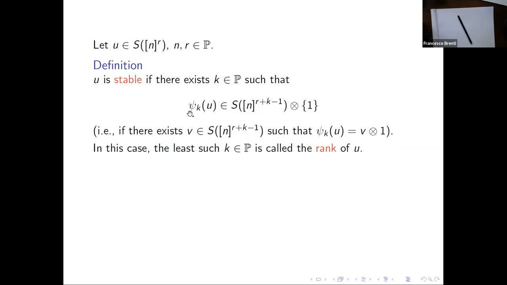And there is a small typo here. This should be true for k and all integers greater than or equal to k. So there should be a k so that this is true for k plus 1, for k plus 2, etc. If that happens, I say stable, and the least such k, I call the rank of this permutation. It's a fact that if there is such a v, it's necessarily psi k minus 1. So if it's stable of rank k, then this v is exactly the previous psi that you have computed.